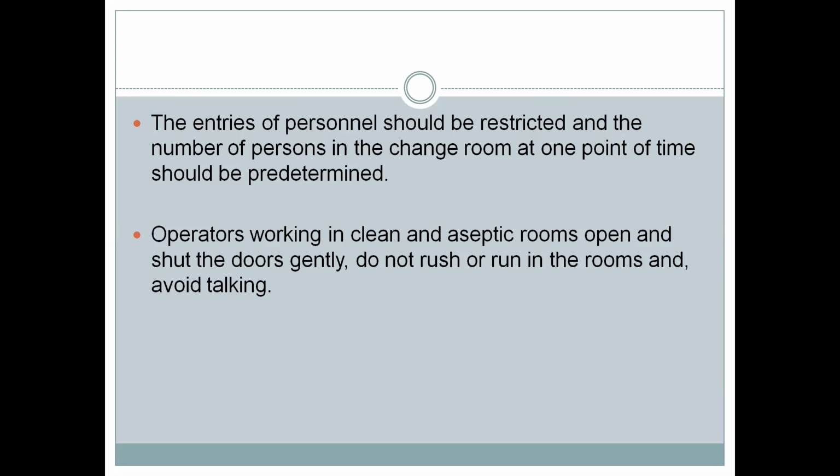Then operators working in the clean and the aseptic rooms should open and shut the doors very gently. They should not rush or run in the rooms, and should avoid especially talking.